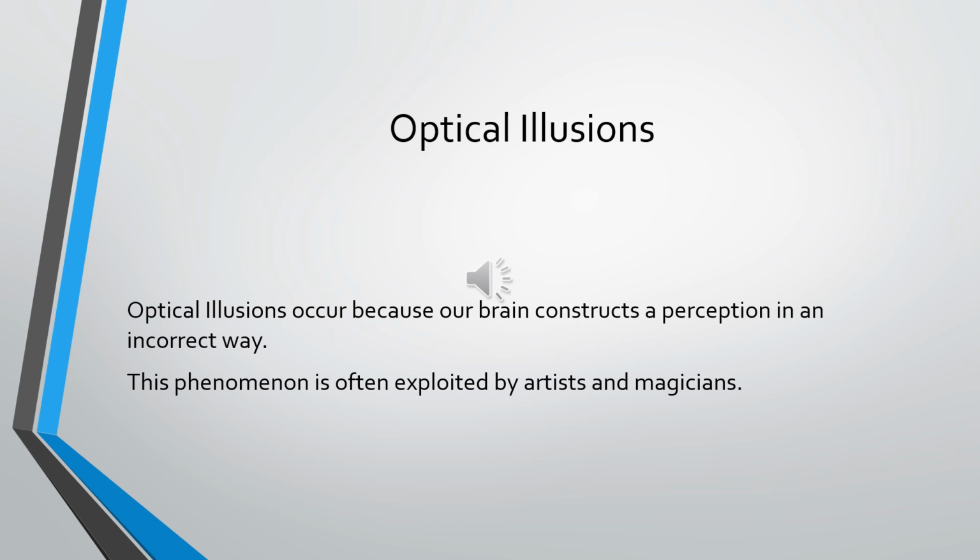Optical illusions can happen because they take advantage of the way our brains construct perceptual experiences, and they trick our brains into seeing something that isn't actually there. So let's take a look at a couple of optical illusions, and I'll point out some of the ways in which our brains do this.